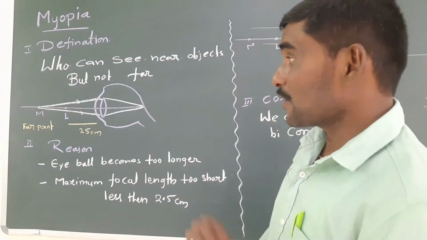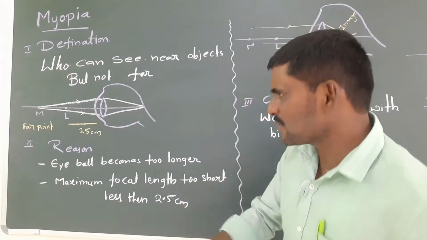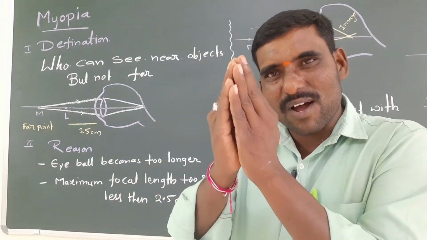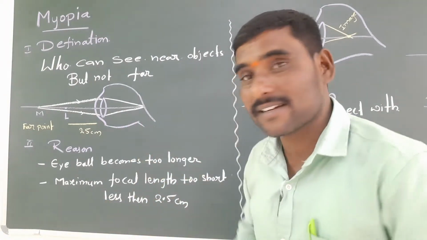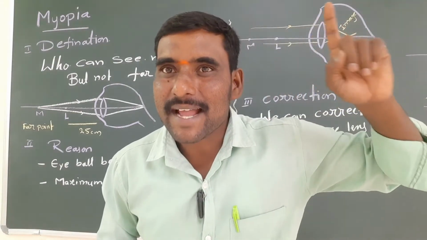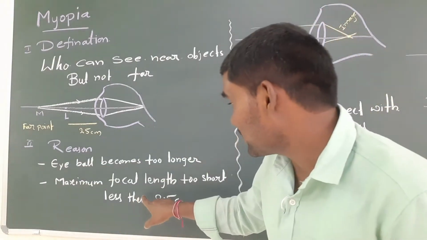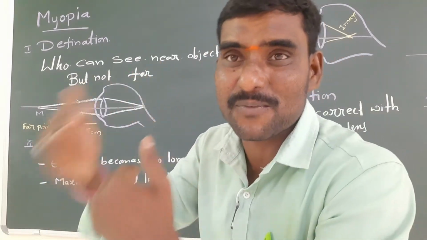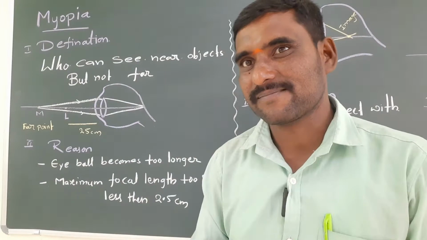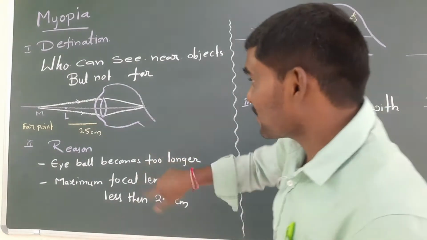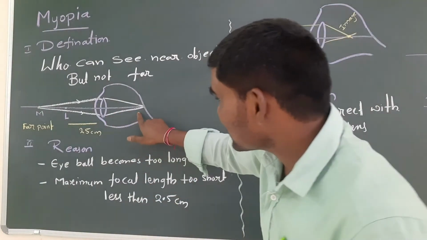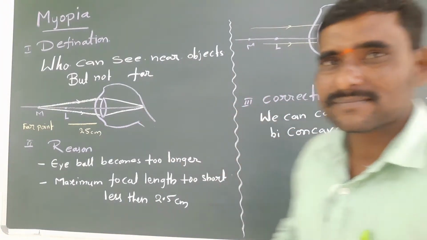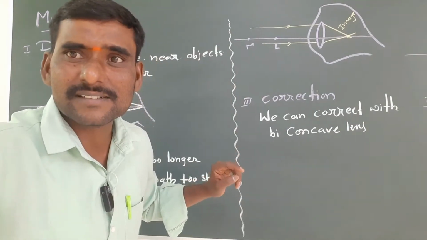After M, if I keep an object, that does not form on the retina. This is the difference. Now, the reason why it happens is because the eyeball becomes too long. And also, the maximum focal length is less than 2.5, too short. It is 2.4 or 2.35 or 2.45, like that. Not 2.5. So the image forms there only. So look at this diagram. The reason diagram is very important.